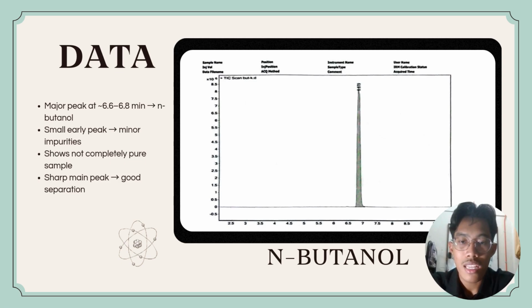On this slide, we can see the chromatograph for N-butanol. There is a major peak at around 6.6 to 6.8 minutes, which represents N-butanol as the main compound. A small peak appears early, indicating the presence of minor impurities. This shows that the sample is not completely pure, but the main sharp peak indicates good separation during analysis.